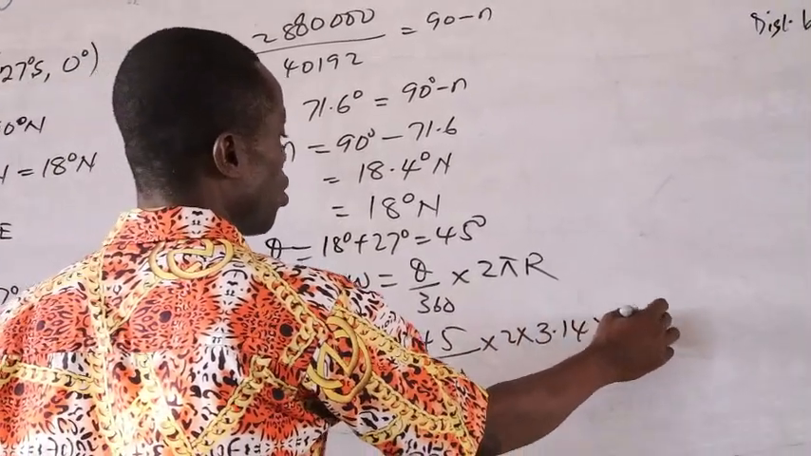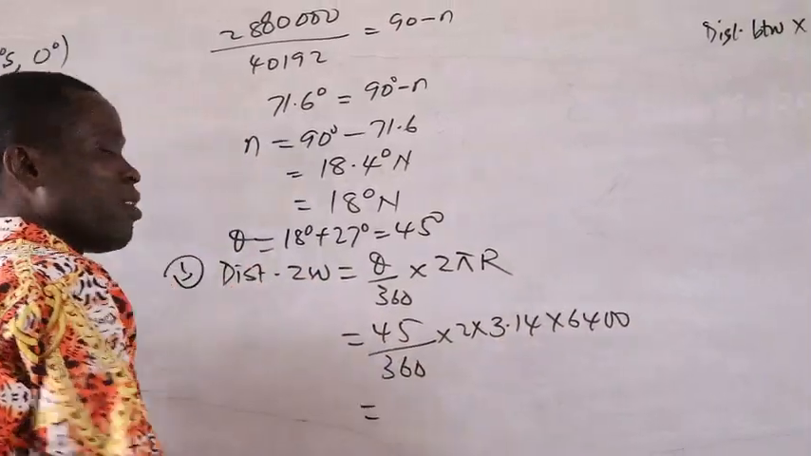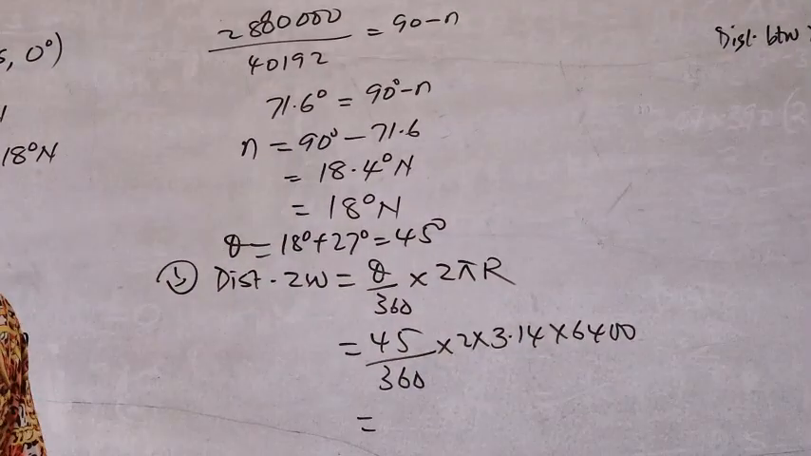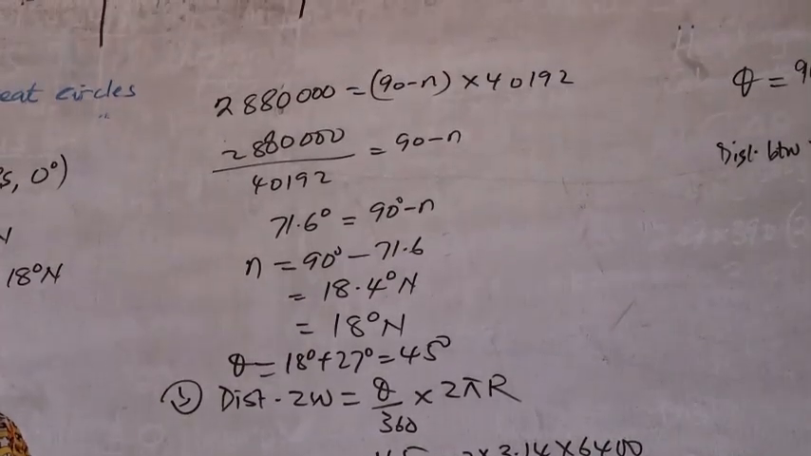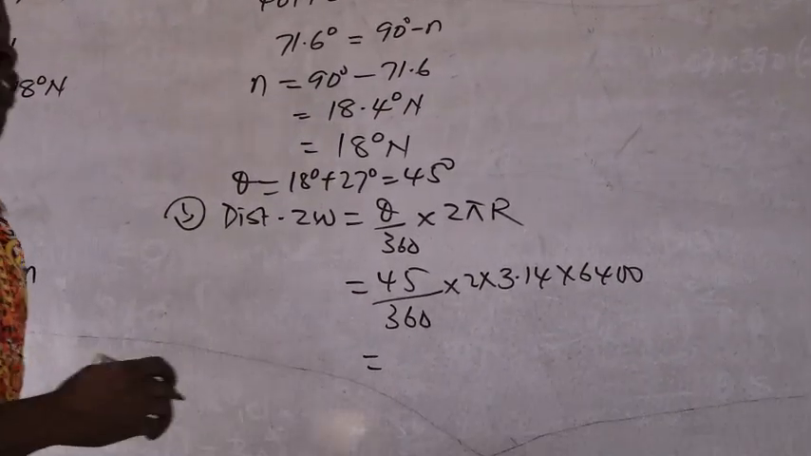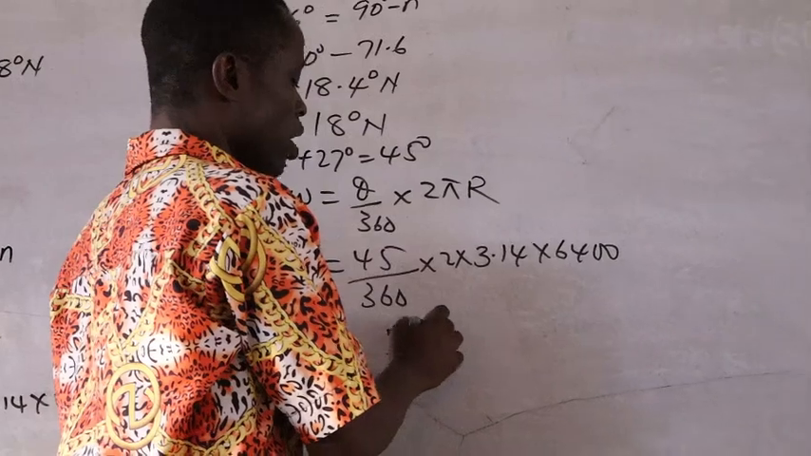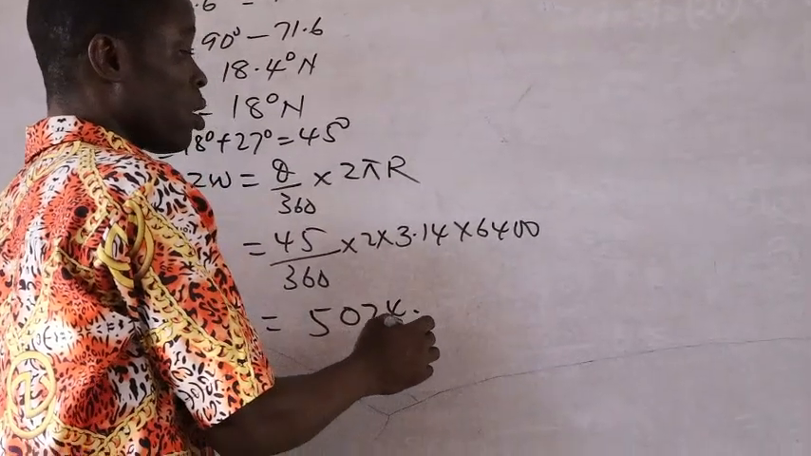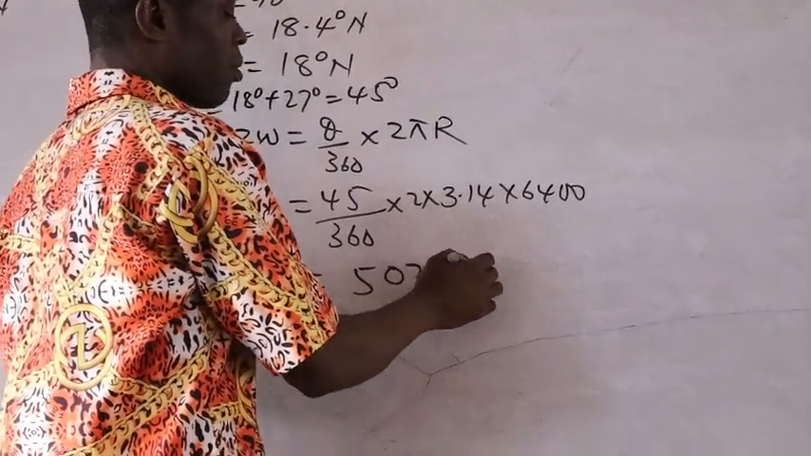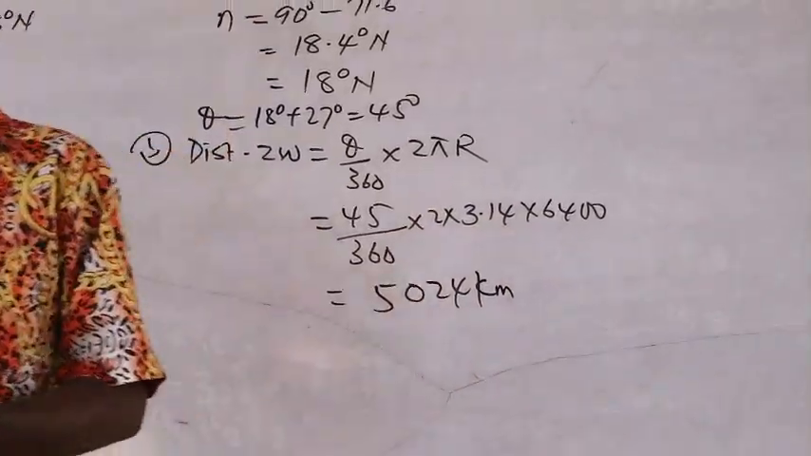3.14 times 6,400. Now multiply and divide. What do we have? 5,024 kilometers. That's the answer. Is that taken?